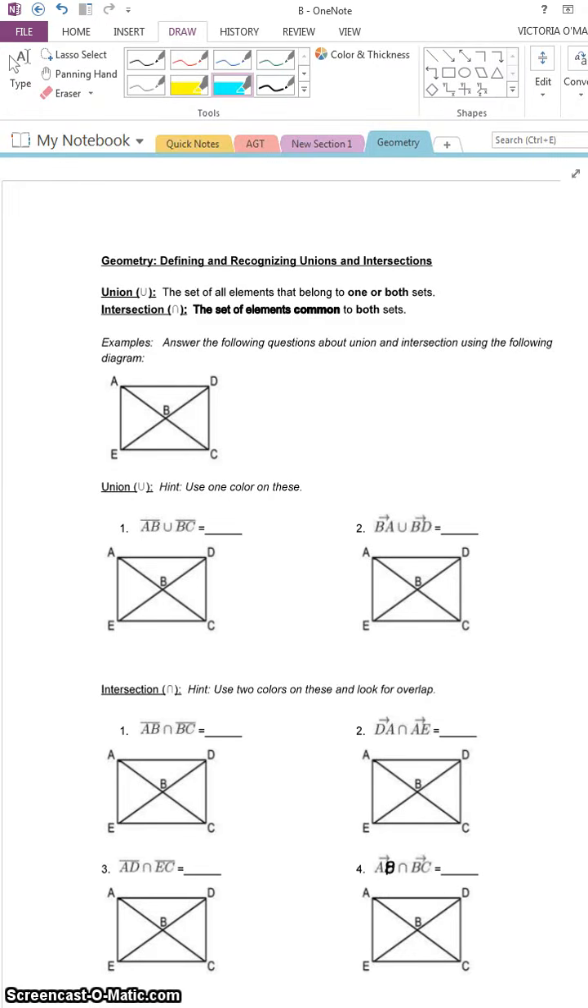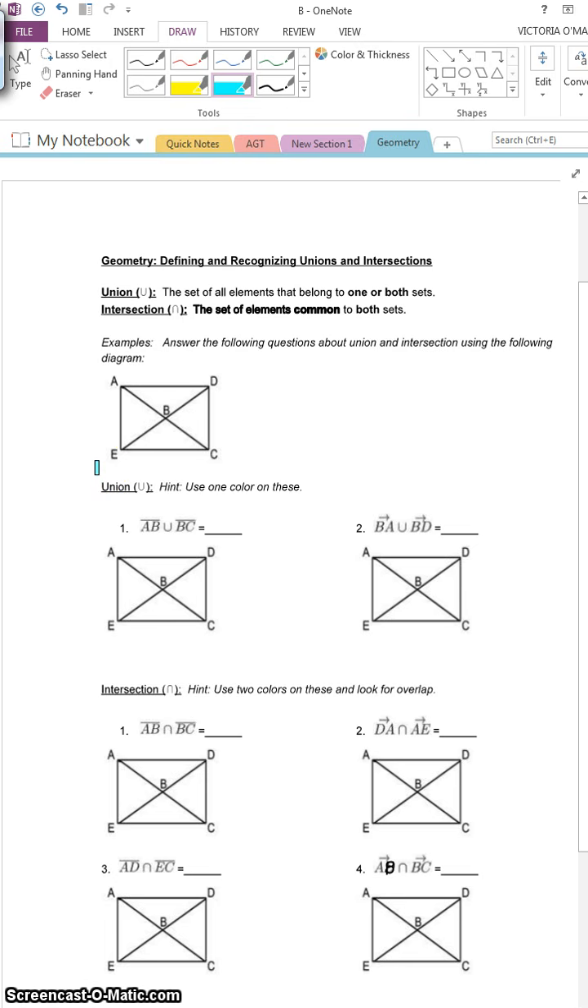Okay, so today we're going to talk about defining and recognizing unions and intersections. A union is defined to be the set of all elements that belong to one or both sets. Intersection is the set of elements common to both sets. We're going to be looking at both union and intersection using the following diagram here.